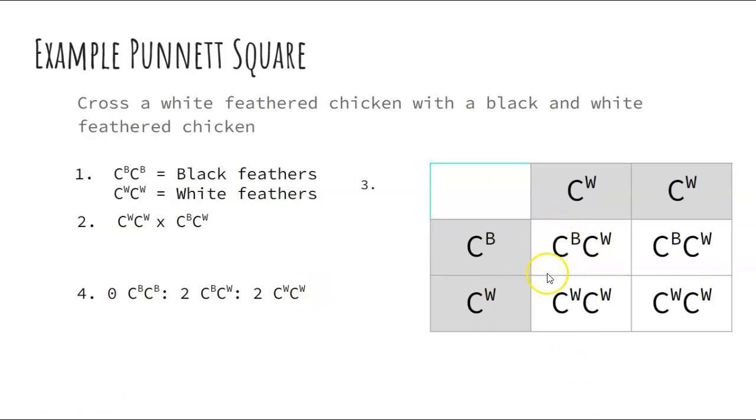And then I have 2 CBCWs, right? I have 2 black and white chickens. And then I have 2 CWCWs, right? I have 2 white feathered chickens. I can see that in the offspring.